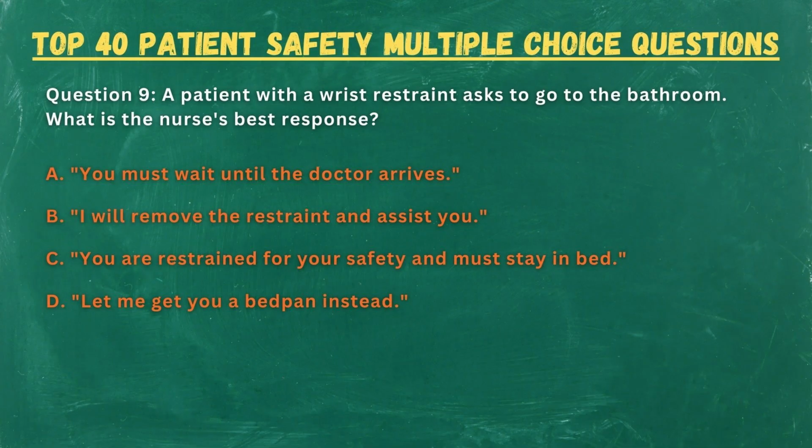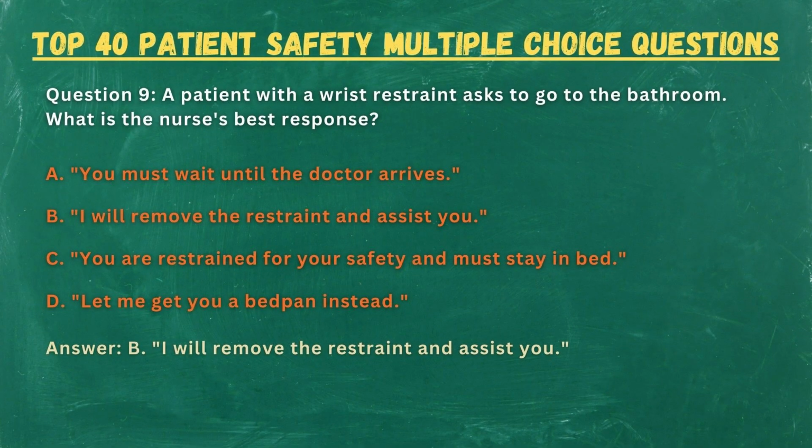Question 9. A patient with a wrist restraint asks to go to the bathroom. What is the nurse's best response? A. You must wait until the doctor arrives. B. I will remove the restraint and assist you. C. You are restrained for your safety and must stay in bed. D. Let me get you a bedpan instead. Answer. B. I will remove the restraint and assist you.